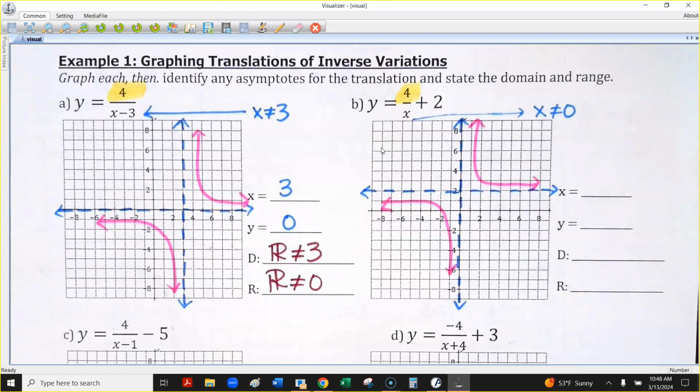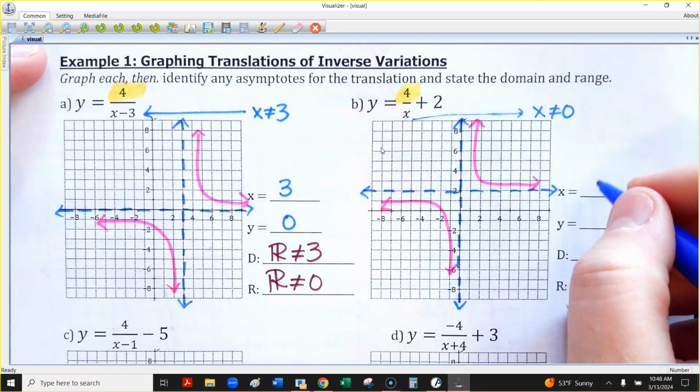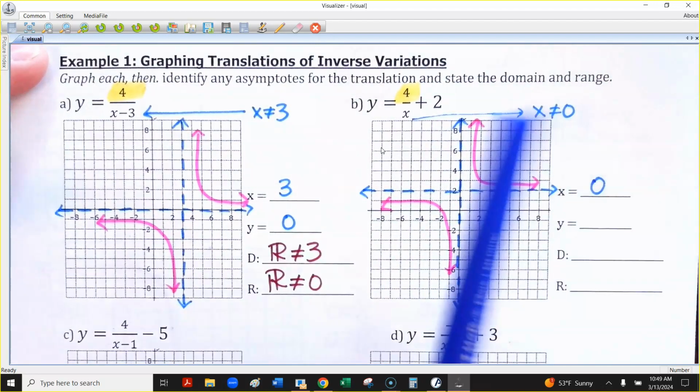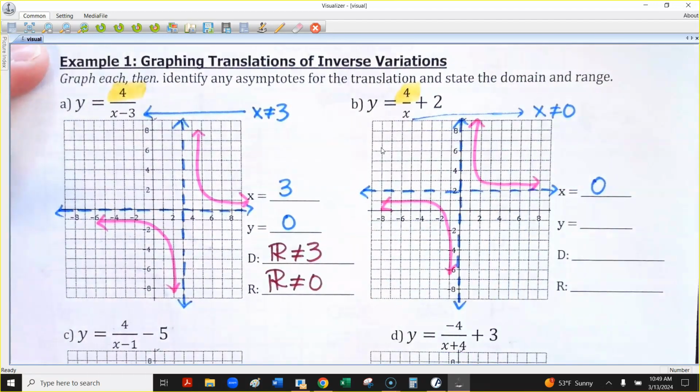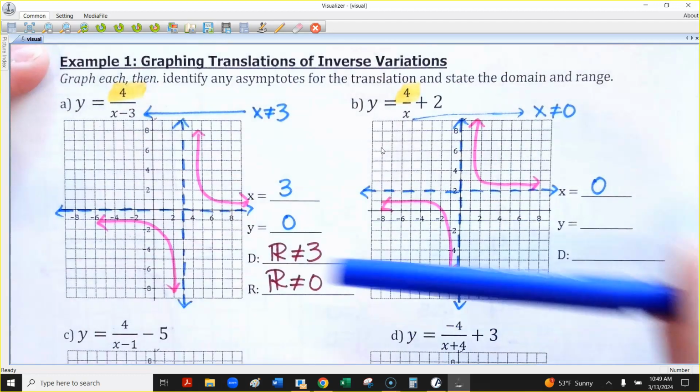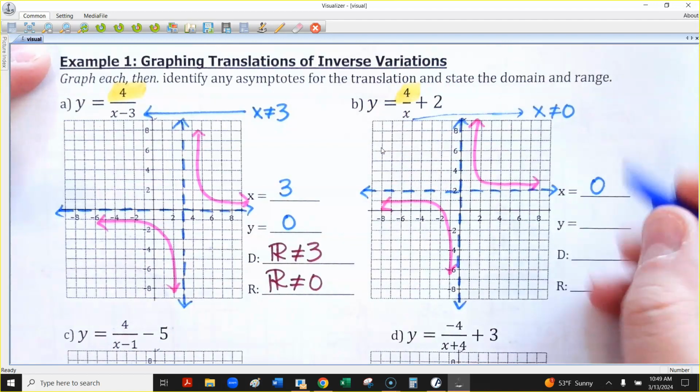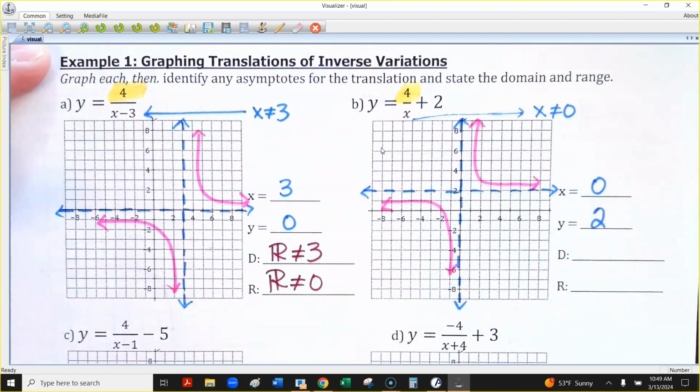So the x asymptote is your vertical one. x is 0 because it can't be 0, because then it would cause me to divide by 0. The y, we're never going to touch 2. It just gets really close to it but doesn't touch it, doesn't go over it. So that's your asymptote for your horizontal there.